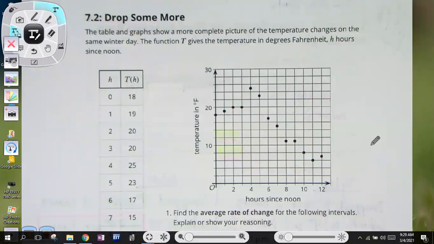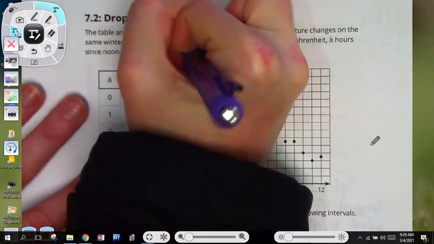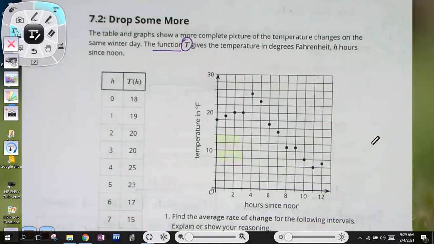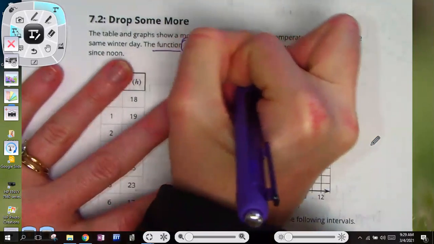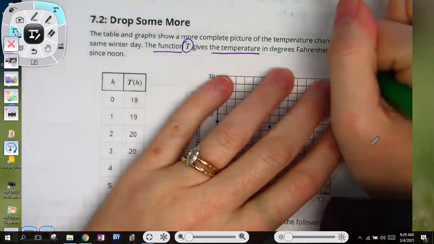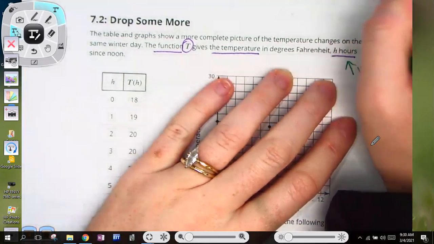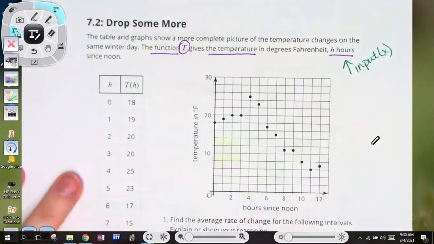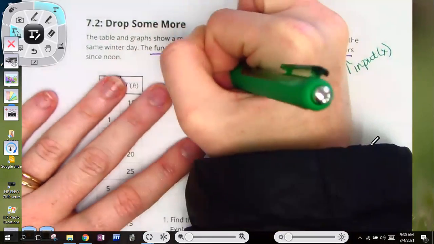We have function T. What's the name of our function? T. Okay, that's all. Anytime you see a T throughout this whole problem, that's all it means. That's just the name. You don't do any math with the name. It gives the temperatures in degrees Fahrenheit, H hours since noon. So we have the temperature and we have hours. Which one is my input? Temperature. Wait, no, hours. That's time. So that makes temperature my output.